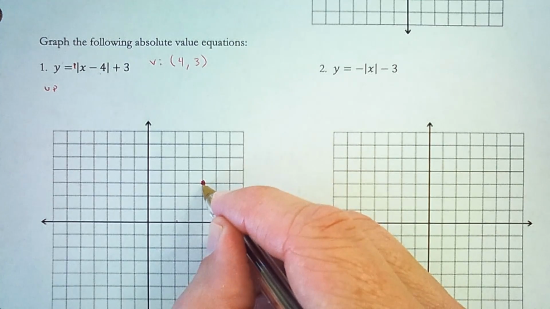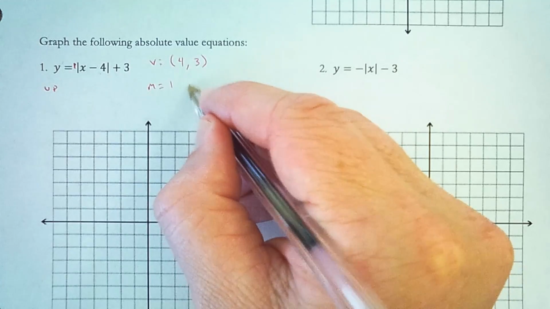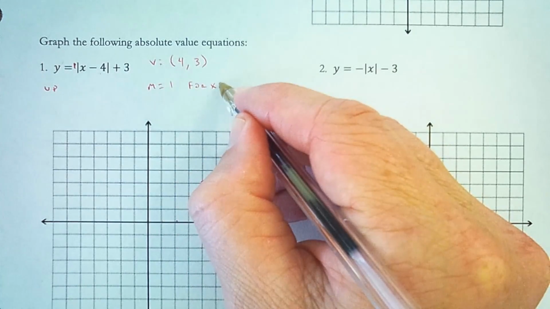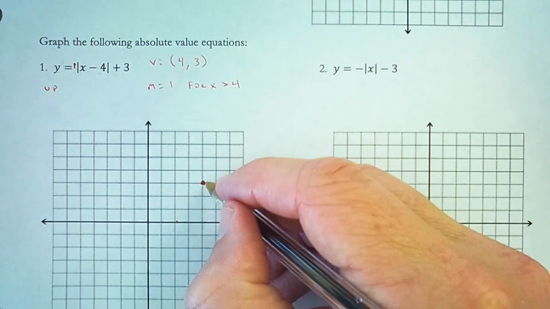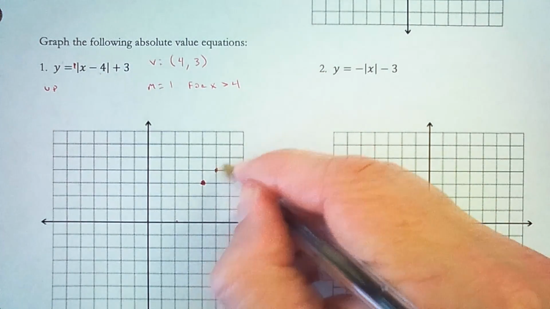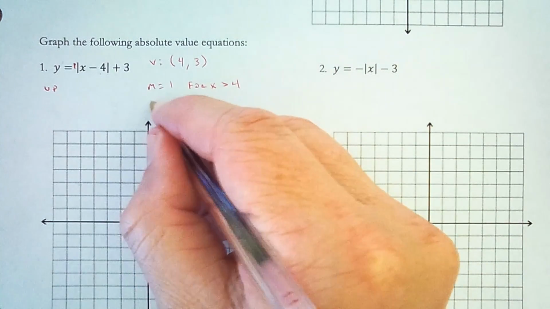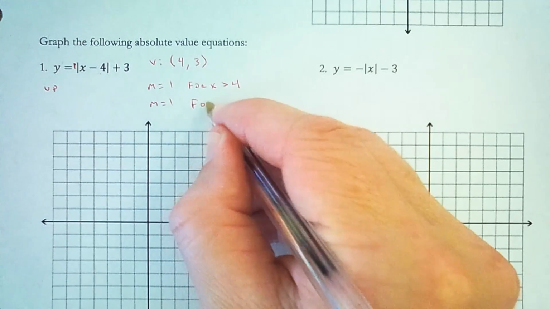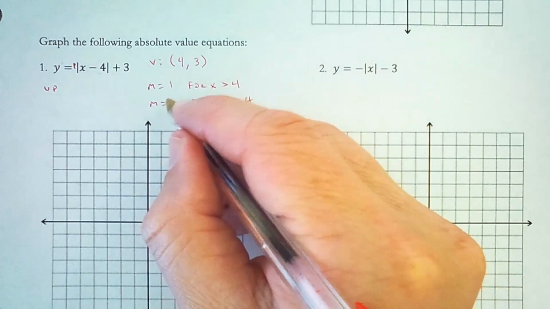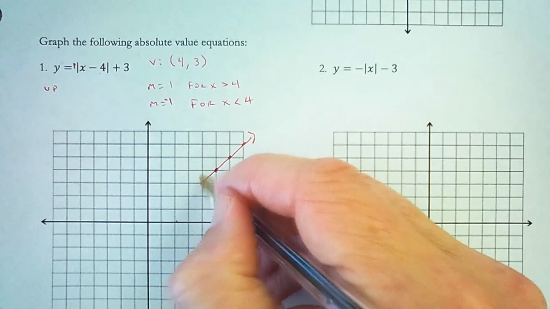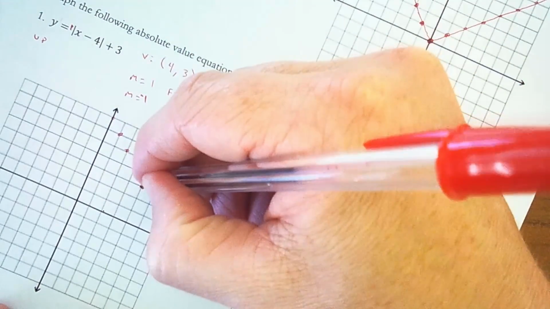So there's my vertex. Now, the slope. The slope is 1 on the right side. So for x's that are right of the vertex, meaning greater than 4, we've got a slope of 1. So there is the right side. The slope is negative 1 to the left of the vertex. So that's for x's that are less than 4. Negative 1, and I wrote a 1 there, so let's fix that. Negative 1 means up and left. And there is the left side of the graph.